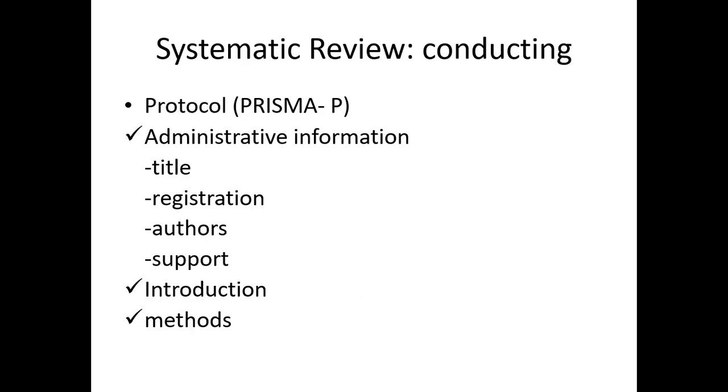Then the introduction and the method. The method should be well elaborated in a systematic review. The method is like your roadmap on everything that you are going to do, and to make sure that there are no biases, so that the evidence that should come from your study or from your review should be reliable.